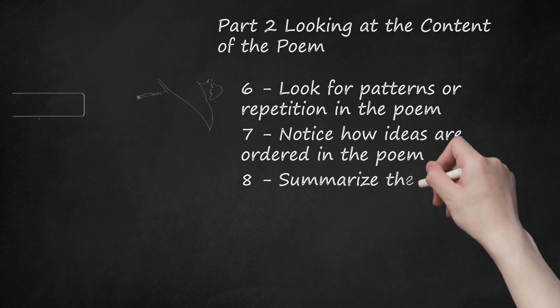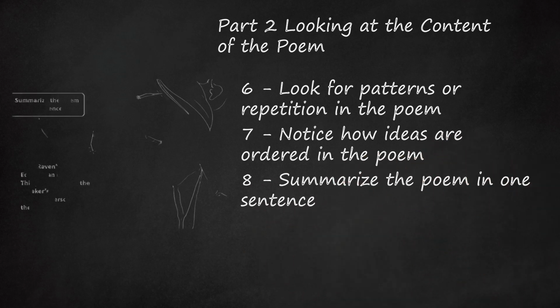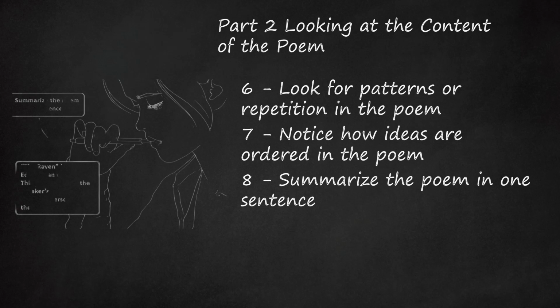8. Summarize the poem in one sentence. Once you have considered all the elements of form and content in the poem, you should try to summarize the poem in 1 to 2 sentences. Write down what you believe to be the overall meaning or theme of the poem. Try to rely on the content and form of the poem as well as your impressions and thoughts. Ask yourself, what is this poem about?